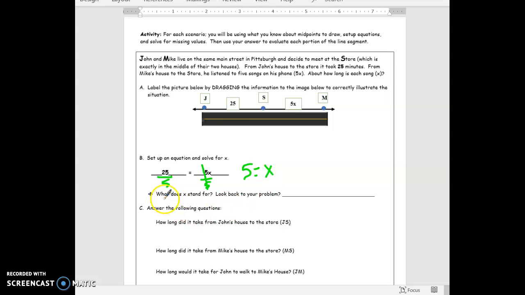Now, what does x stand for? This is just kind of a little informational piece that makes you look back in your problem and remember what x stands for. So if I look back up, we covered the first 2 sentences with our label. The very last question is your question statement, and it says, how long is each song? And then if you notice, there's just an x after it. So what does x represent? It represents the length of a song.